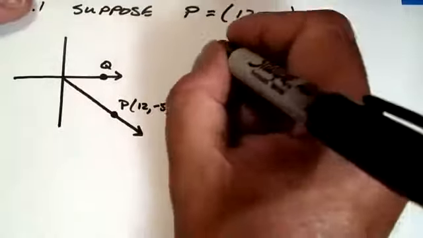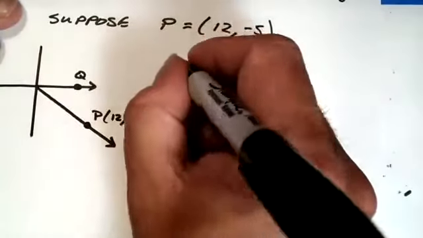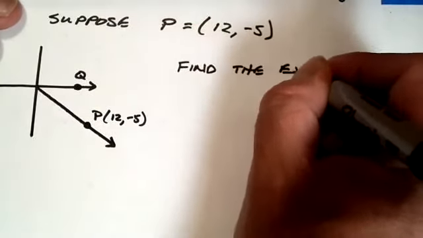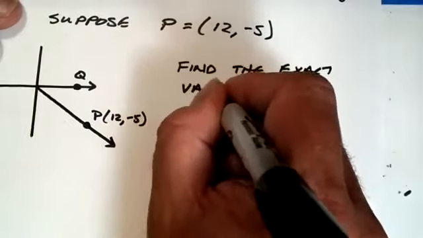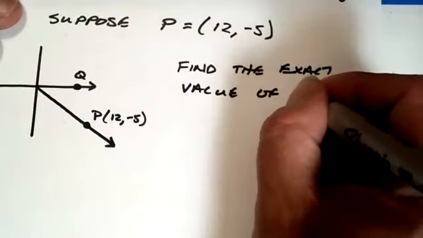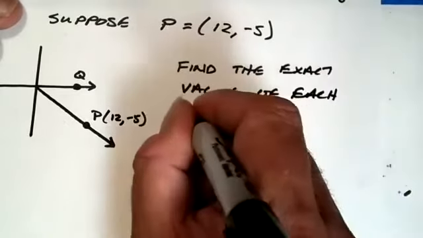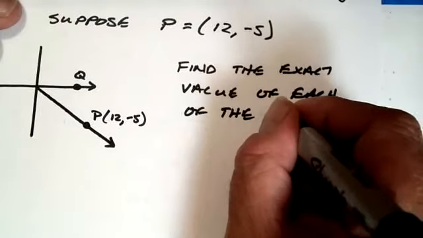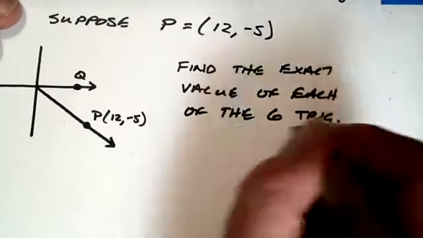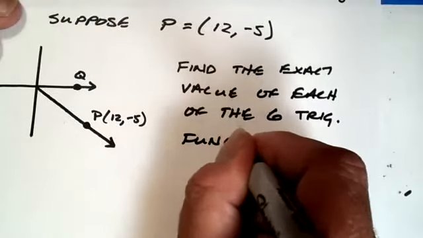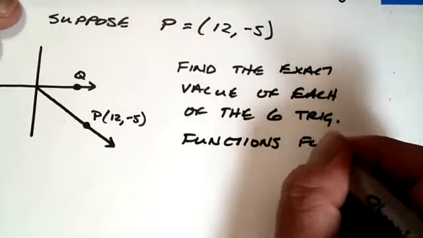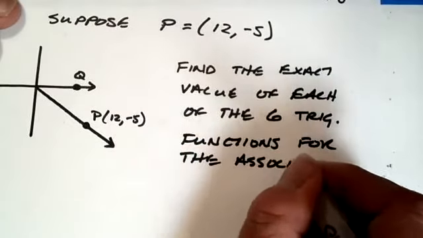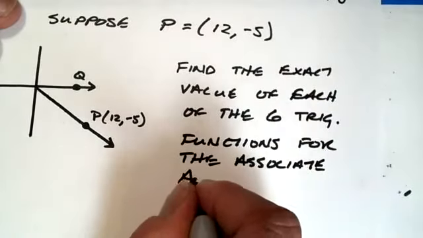Okay, so maybe the directions on this are to find the exact value of each of the 6 trigonometric functions for the associated angle theta.